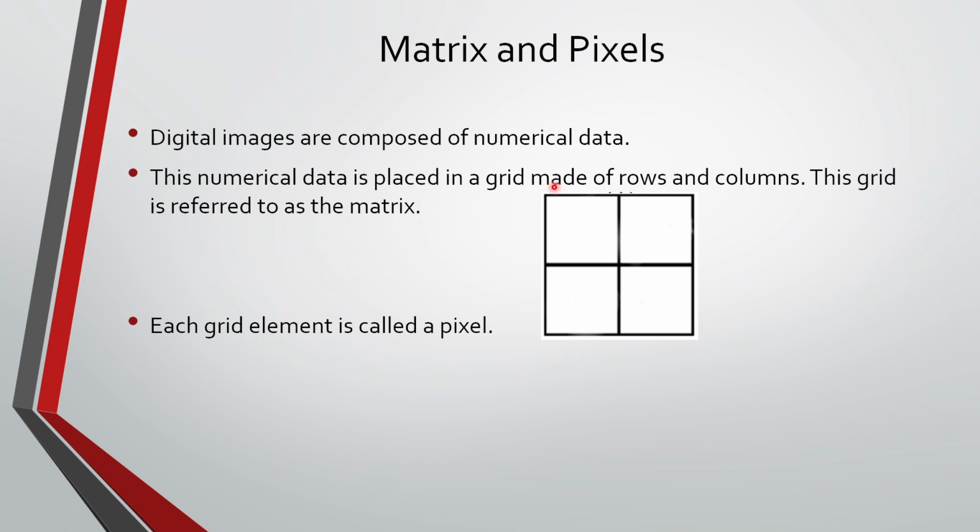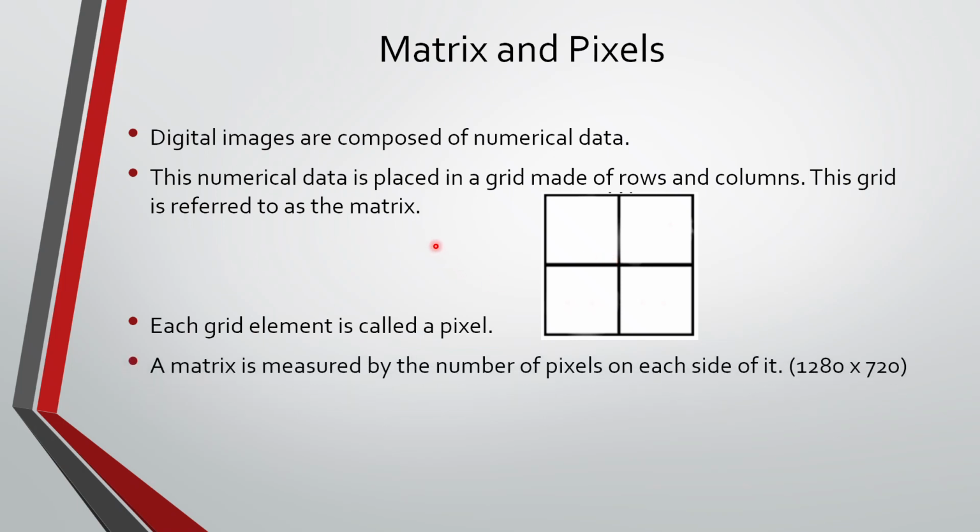Each grid element is called a pixel. So this is one grid element right here. This would be referred to as a pixel. The matrix is measured by the number of pixels on each side of it. An example, like 1280 by 720. The one in the example here is a 2 by 2. There are 2 pixels going this way, and 2 pixels going this way. In other words, there are 2 rows and 2 columns.